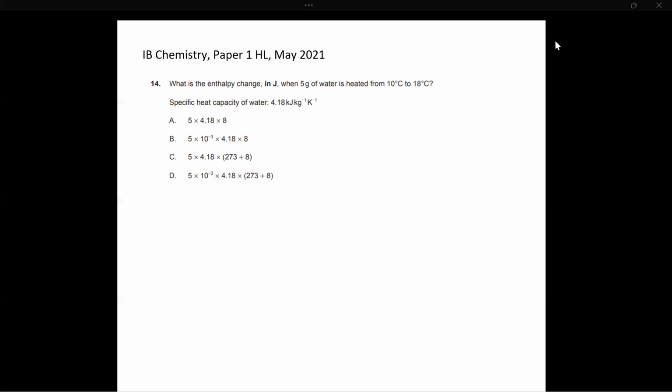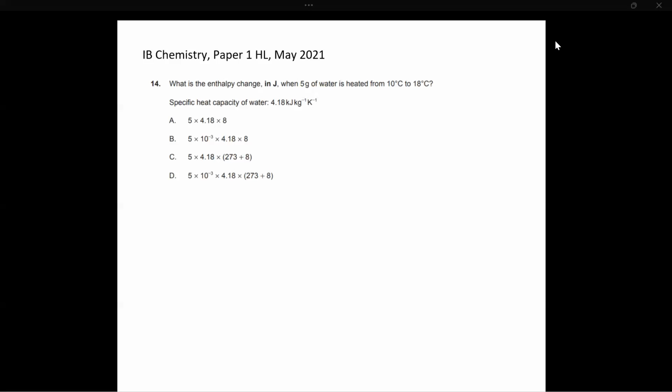What is it asking us to do? It asks: what is the enthalpy change in joules when 5 grams of water is heated from 10 degrees to 18 degrees Celsius? The specific heat capacity of water is 4.18 kilojoules, right?